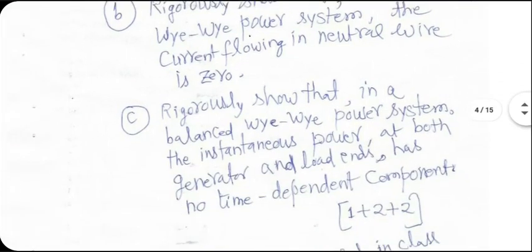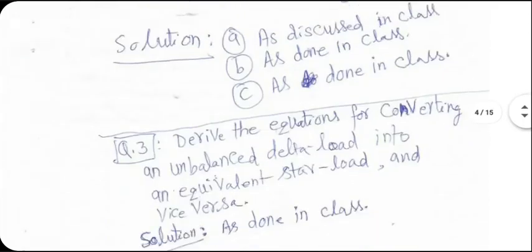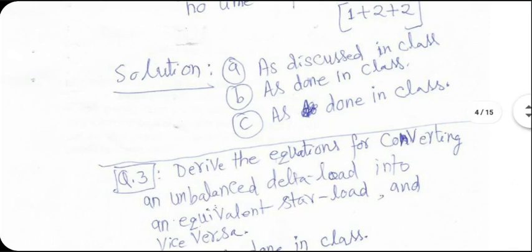Rigorously show that in a balanced YY power system, the instantaneous power at both generator and load ends has no time-dependent component. We showed it on the load end, but even on the generator end, in a lossless case, it will be the same story. If it is a lossy case, it can still be shown that on the generator side, the instantaneous power will not depend on time. I've not given the solution in detail. I expect you to be able to handle it based on notes.